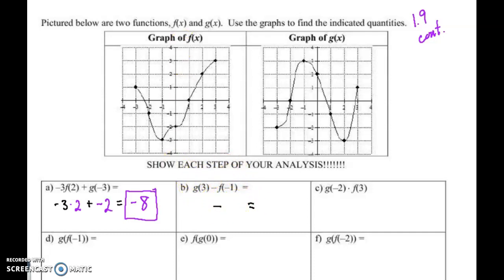Now, you just have to figure out what function you're looking at and what x value. So we're looking at x equals 3, up 1. We're looking at x equals -1 for the f function, so it's down here. And don't forget, when you subtract a negative, it turns into adding. 1 plus 3 is 4.